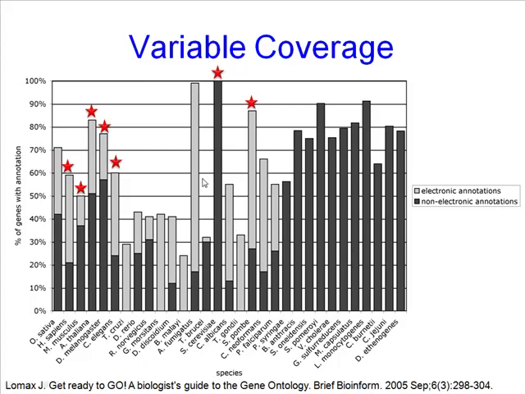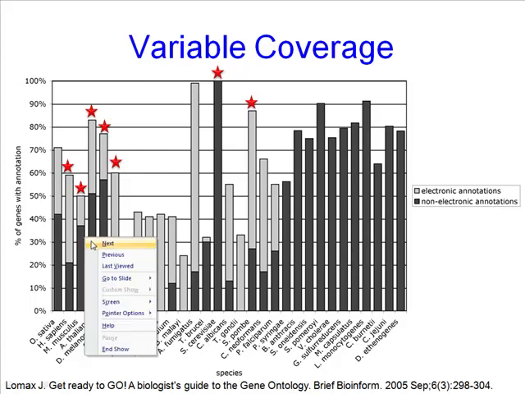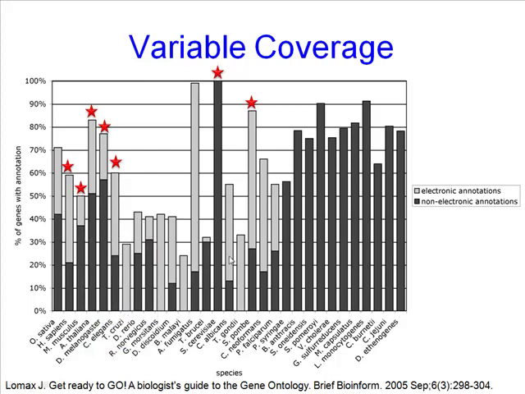Certain species are better than others. For instance, I do some work with C. elegans sometimes, and I'm surprised at the low level of coverage of C. elegans in Gene Ontology. It makes it more difficult to use. Whereas human and mouse and yeast and certain other well-studied species are much better annotated.